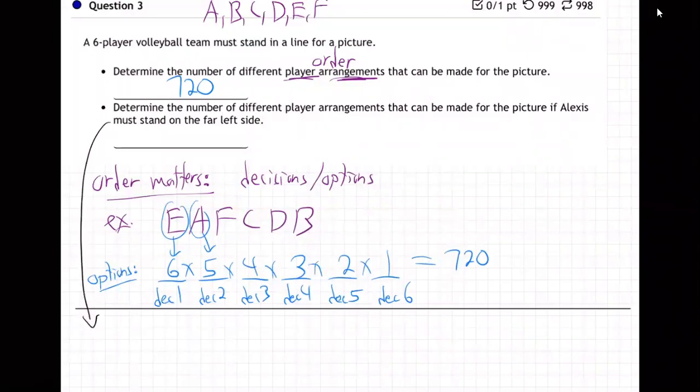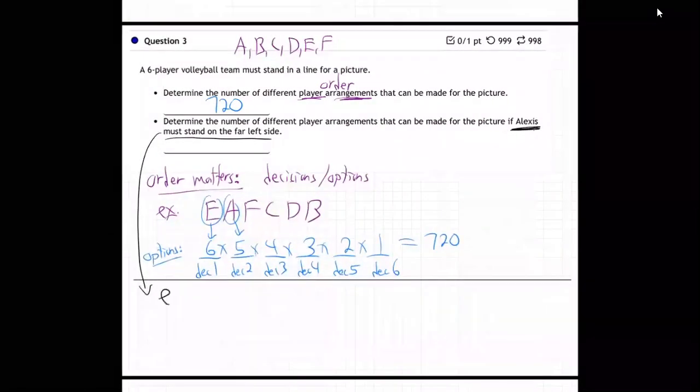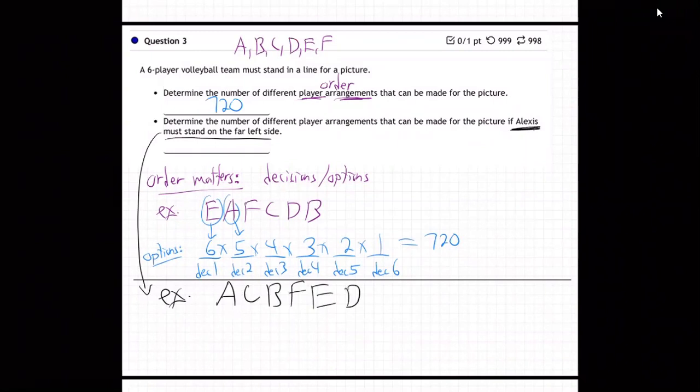So the second part, it says Alexis must stand on the far left. You might have Caesar or somebody, some other name, whatever. They're going to specify one name. So let me do what they're talking about. In my case, it's Alexis must come first. So I'm going to say, okay, Alexis, you're first. I've got to put you first. And then C, B, F, E, who am I missing? A, B, C, D. There we go. All right, so I just did an example. Notice how I always do an example. That just gets me thinking in the right direction.